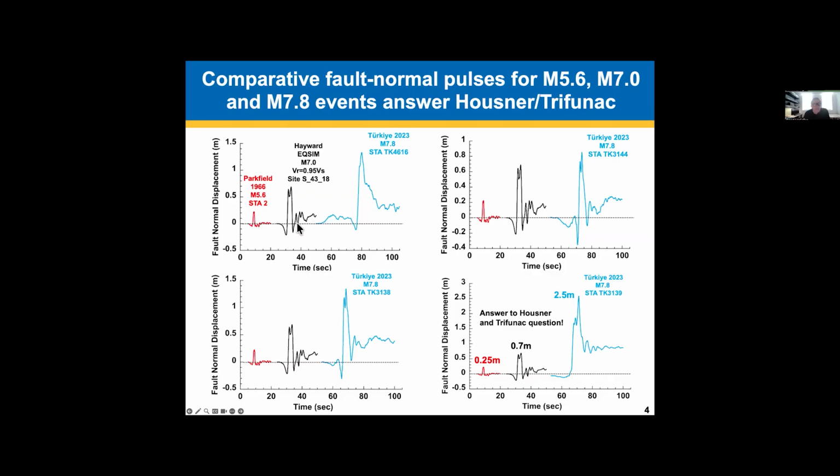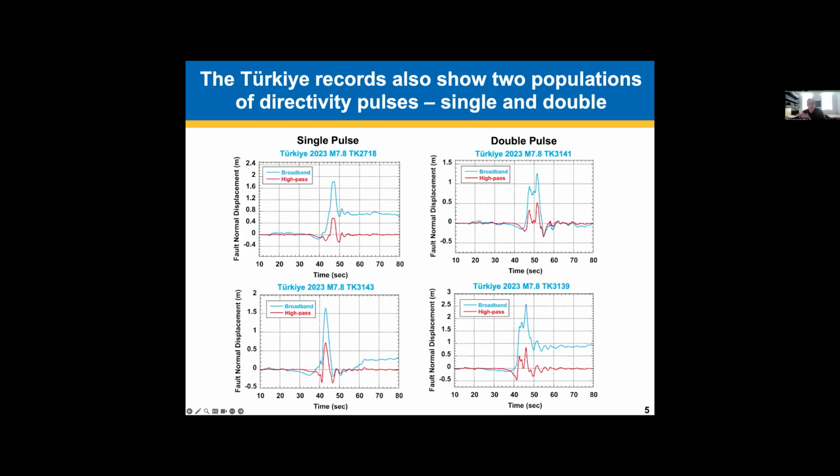It was about 25 centimeters. This is some of our simulations, fault normal pulses for the Hayward fault with the high rupture velocity. I'm going to get into that in a moment. And then we're showing the Turkey pulses here that are extremely large. And if you go down to this particular site, you can sort of see the answer to the question that Hausner and Trifunac posed. This is 0.25, 0.7, 2.5 meters. So the amplitude of this pulse is essentially an order of magnitude larger than an observation from the earthquake in Parkfield back in 1966.